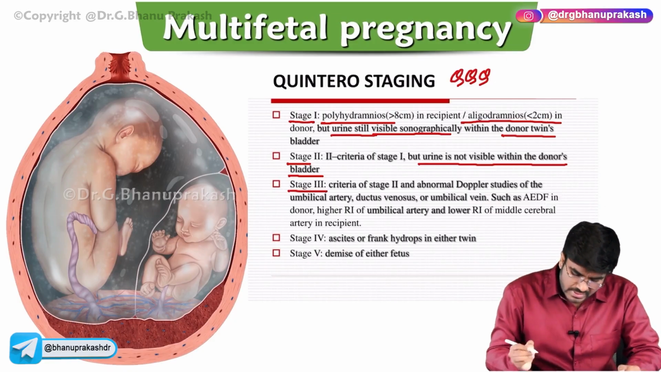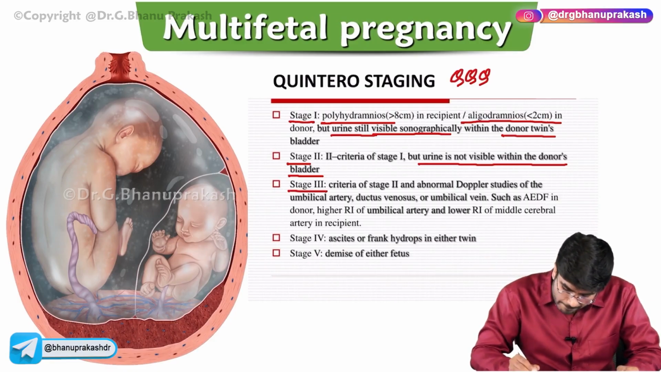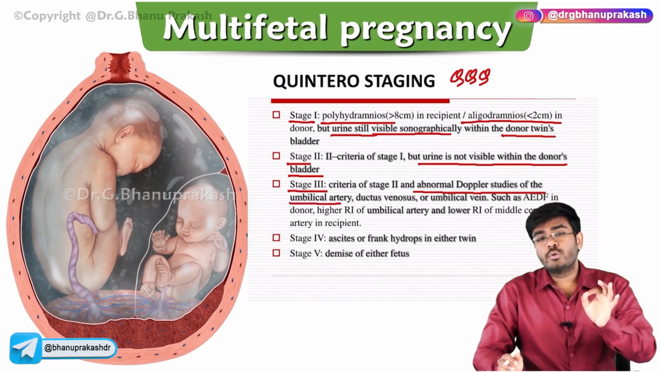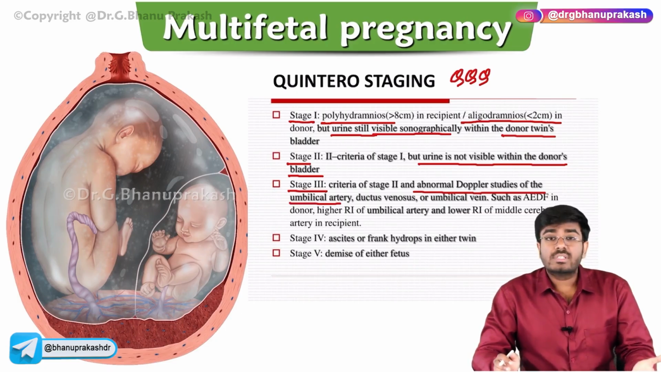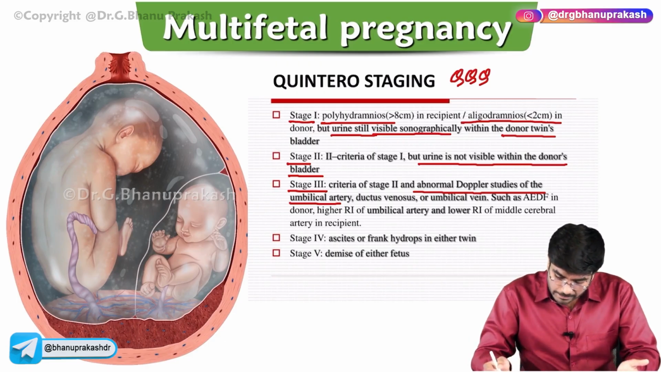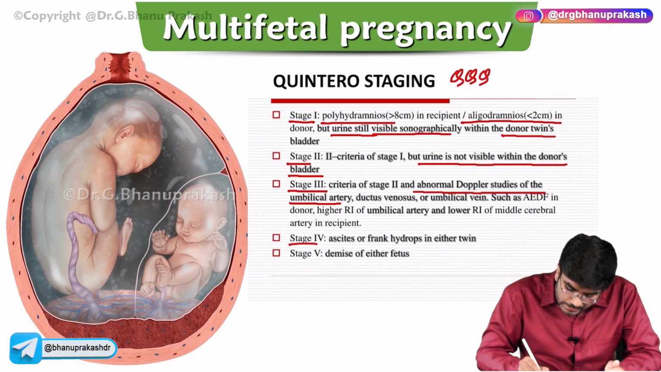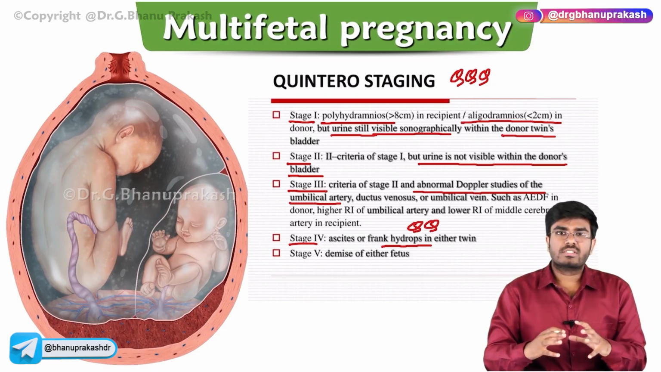In stage 3, what's happening, guys? The criteria of stage 2 are there, along with abnormal Doppler studies of the umbilical artery. If you do Doppler, arteriovenous anastomosis can be seen, so abnormal Doppler studies can be seen in the umbilical artery. That's stage 3. In stage 4, you can have hydrops. This is a very important point. Hydrops is seen in stage 4. The baby is getting so swollen.